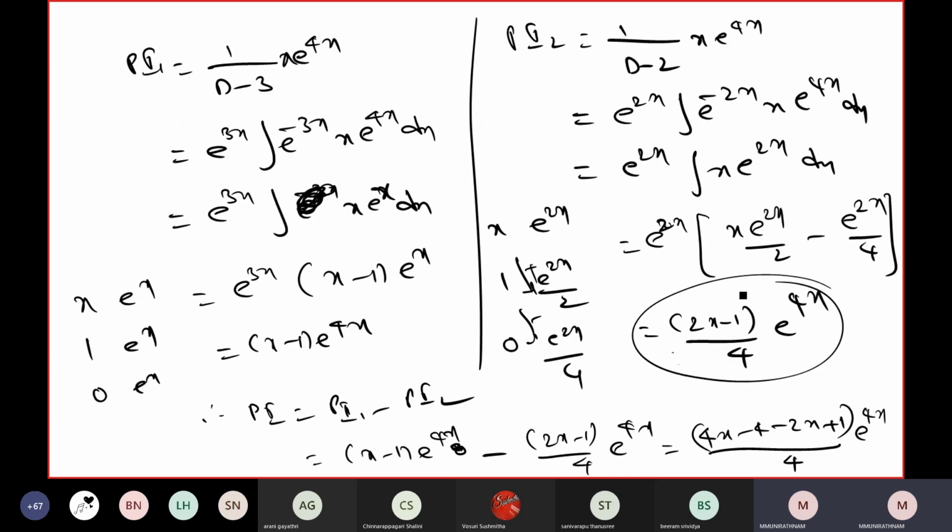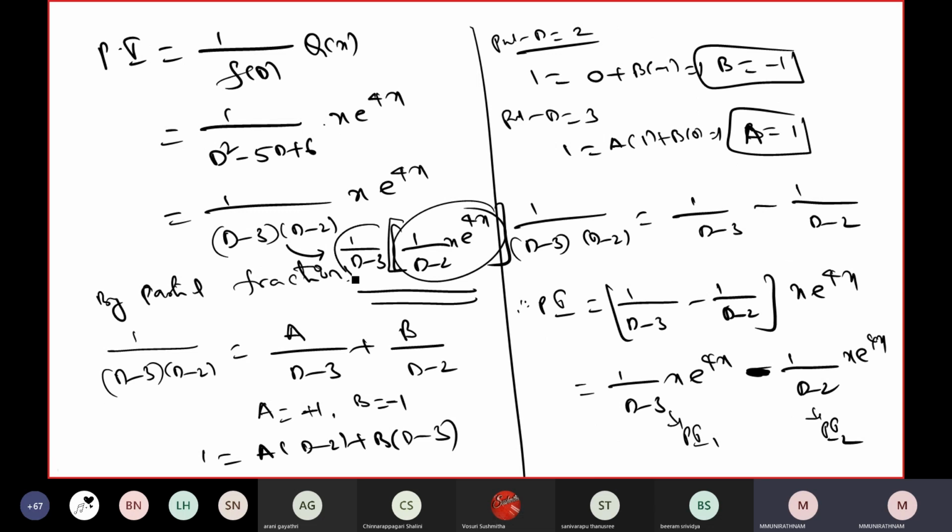So some factor will be coming. Okay, so we can apply again D minus 3. Okay, so some of the times we are unable to find the integral, or maybe it takes much time, or it's a large process, so that's why you'll go by partial fractions.